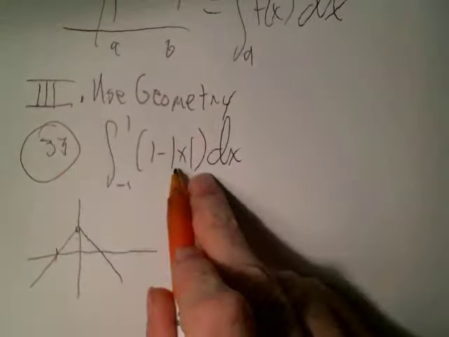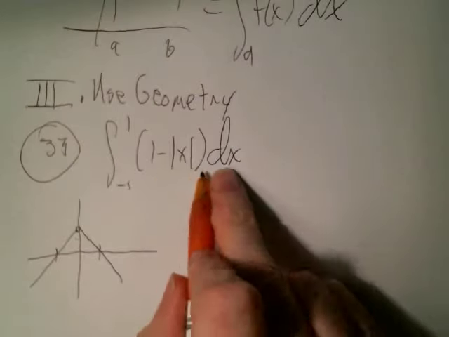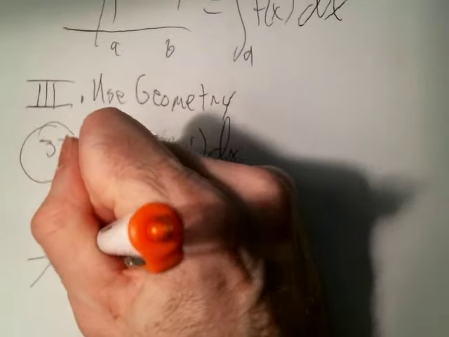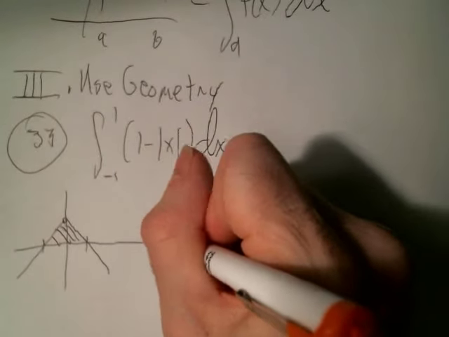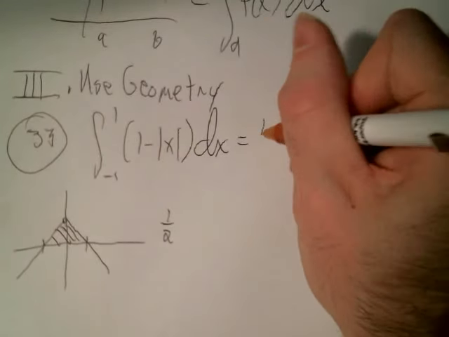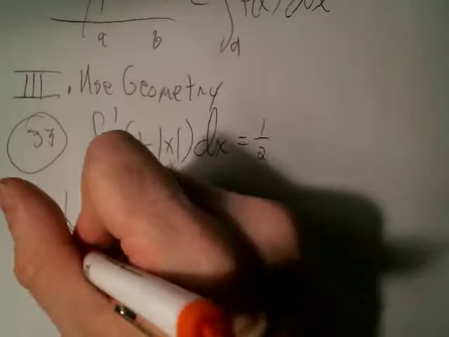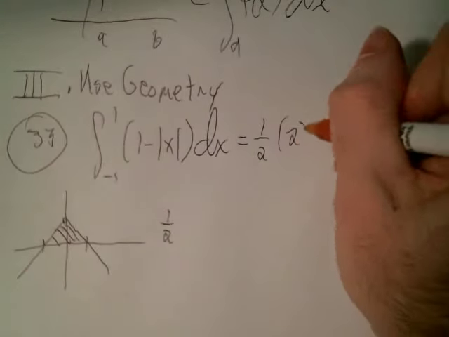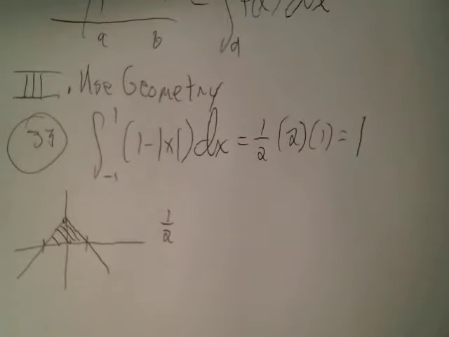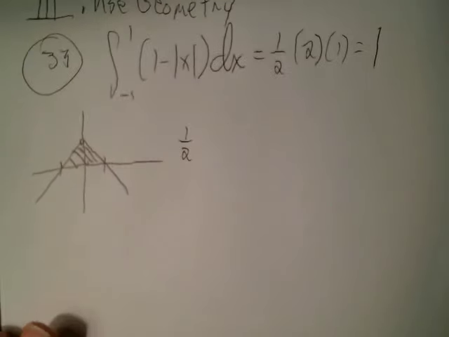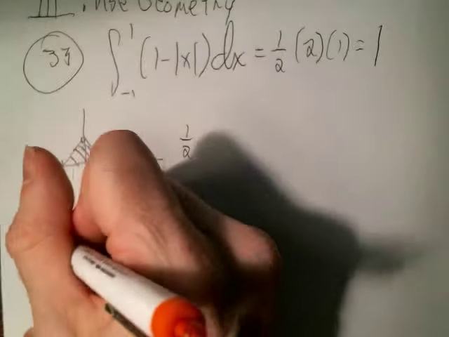At -1, it's 0. At +1, it's 0. So I'm just trying to find the area of that triangle. So this will equal 1/2 base times height. The base is 2, and then the height is 1. So that integral should equal 1.